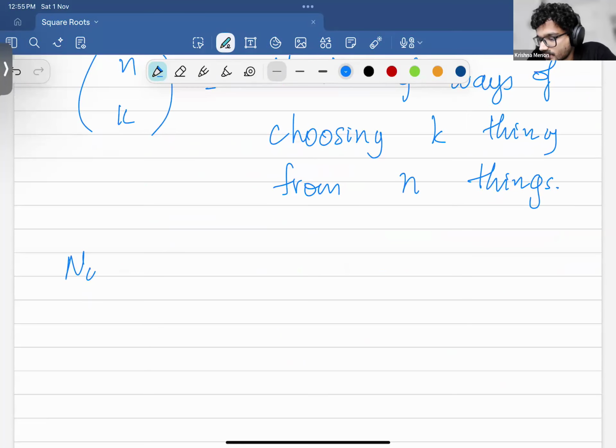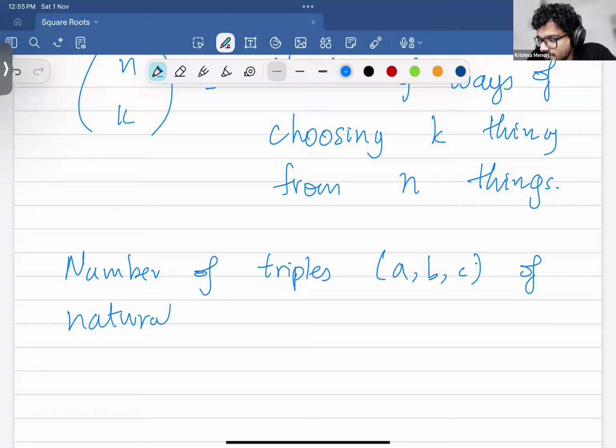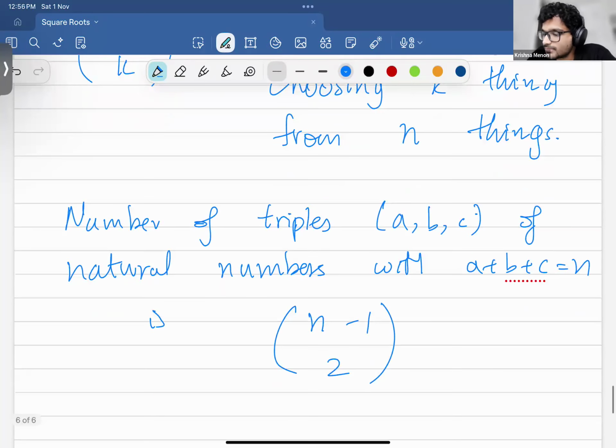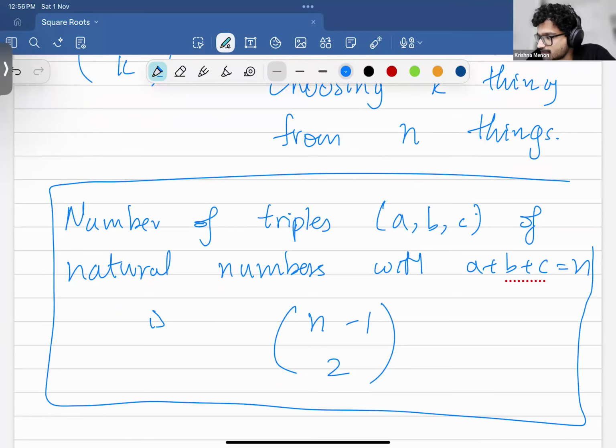So the number of triples A, comma B, comma C of natural numbers with A plus B plus C equal to N is N minus 1 choose 2. Okay, so at least this is what Madhusudan has suggested. And I will say that this is correct.